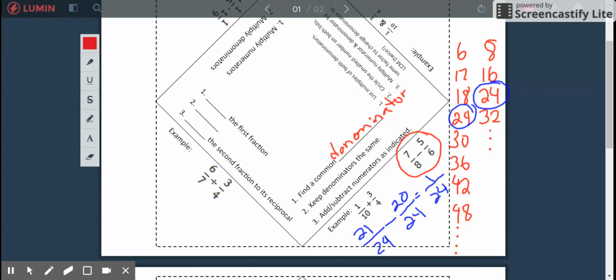At this time, please watch the video on multiplying fractions.